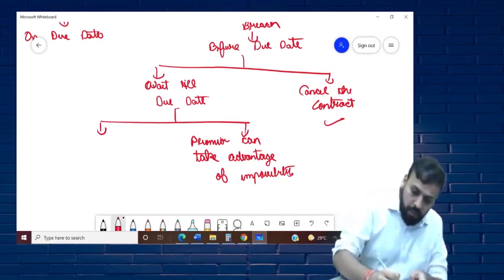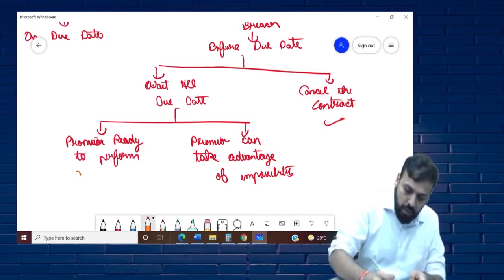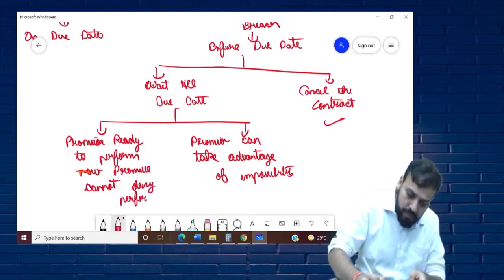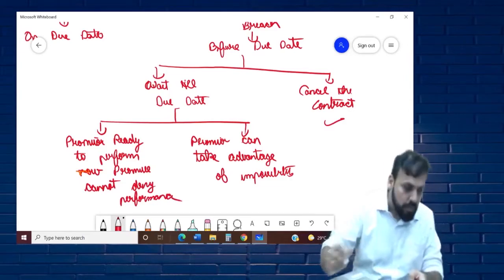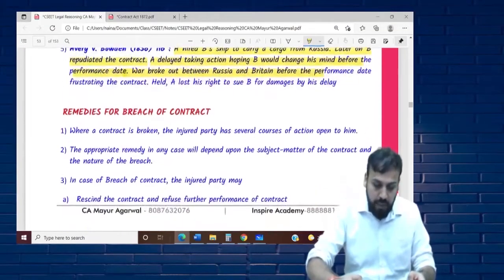Very clear. Now the promiser is ready to perform. Now the promisee cannot deny performance. Very clear. So guys, this is what are the remedies available.